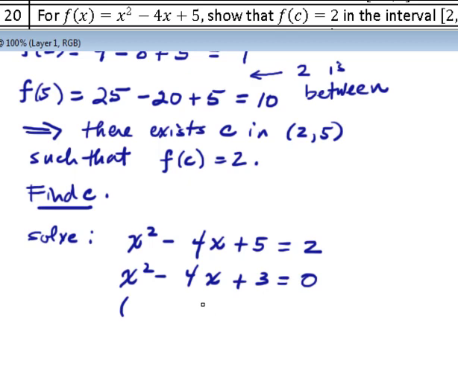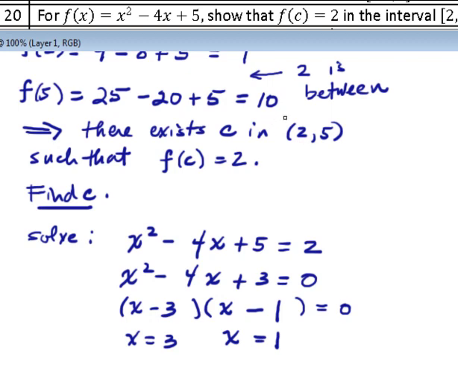All right, and what do we have? We have x minus 3, x minus 1 equal to 0. So we have x equals 3 and x is equal to 1. And let's remember what our interval is here. Our interval is 2, 5. So 1's not in this interval, but 3 is. 3 is between 2 and 5. So that's our c value.